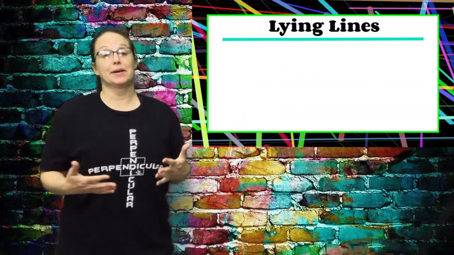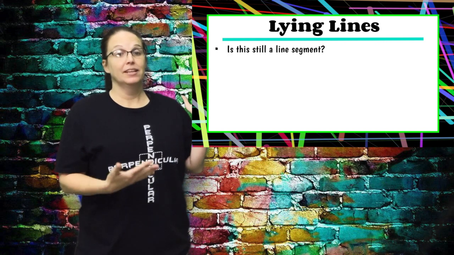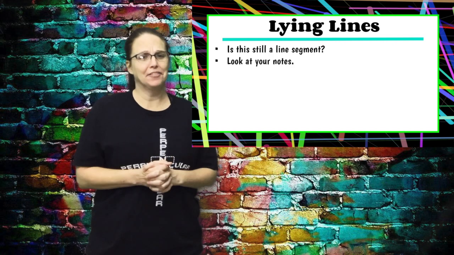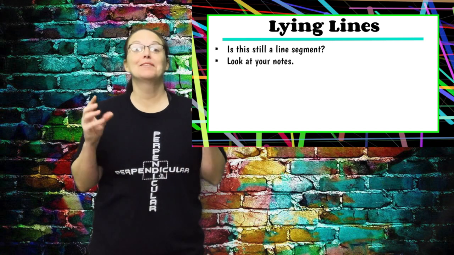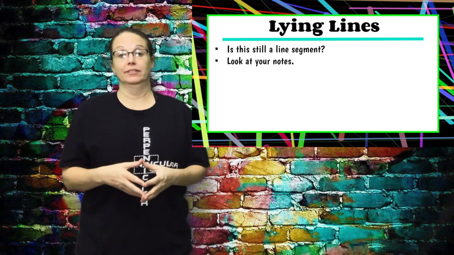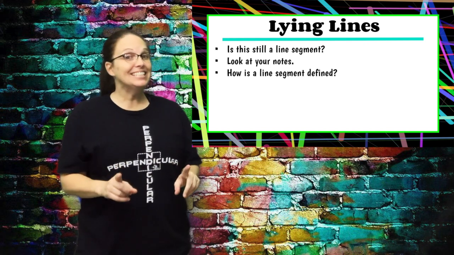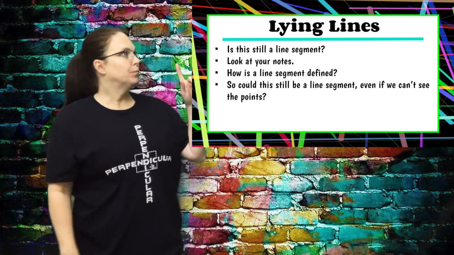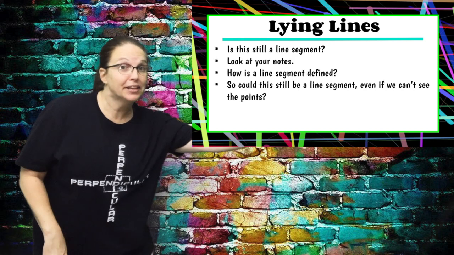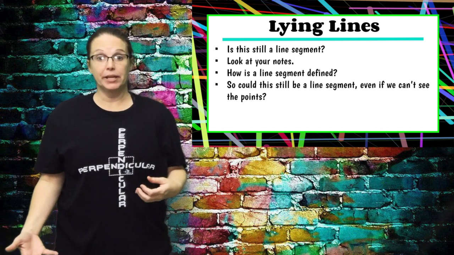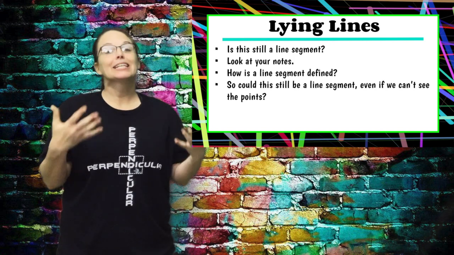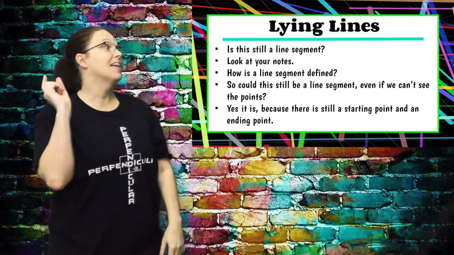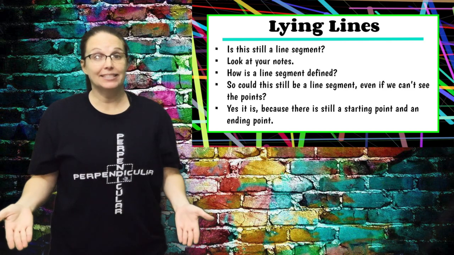So let's think about this. Is this a line segment? Look at your notes if you happen to have them. If you don't, you can Google it if you want to. Go ahead, have fun. Try to find out how a line segment is defined. What is a line segment? Oh, so a line segment is a line that has a beginning and an ending point. Okay, so can we say this line begins here and it ends over there, right? So therefore it has a beginning and ending point, but it doesn't show the points. Sometimes we don't see those points. So it is a line segment because there is a starting point and there is an ending point. That's what makes it a line segment.